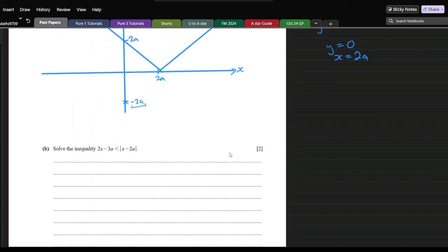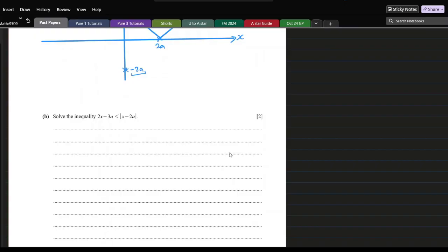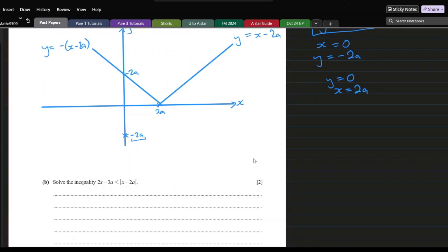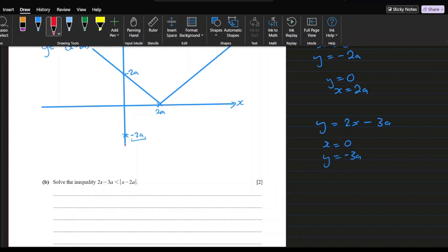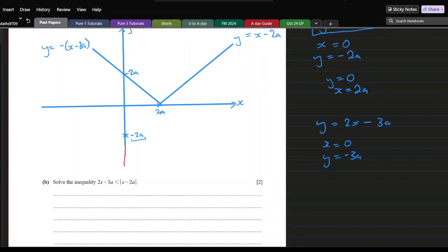Okay. Part B says solve the inequality 2x minus 3a is less than our modulus function from part A. So to see what's going on here, we can sketch the graph of y is equal to 2x minus 3a on the same Cartesian plane. Okay, again, this is a straight line, so we need 2 points that lie on the line. We know that when x is 0, our y value would be negative 3a. So I'll use a different color for that. So negative 3a would be somewhere here, negative 3a.